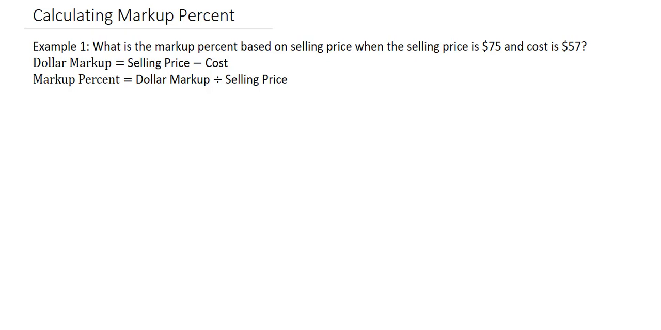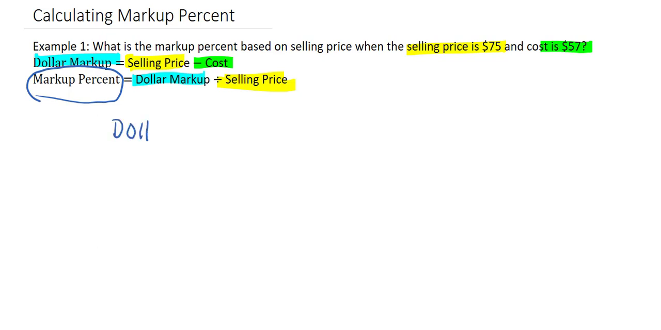So let's kind of go over this. Our selling price is $75, which is going to go in these places, right? We're going to insert $75 wherever we see selling price. Our cost is $57, so our cost goes there. Then we have dollar markup, which is going to be calculated in the first equation, and then we can place it right there. So we can go ahead and find what we need, which is markup percent.